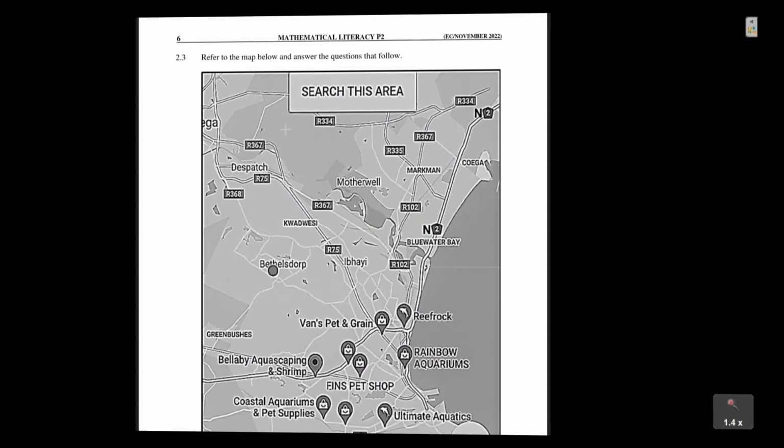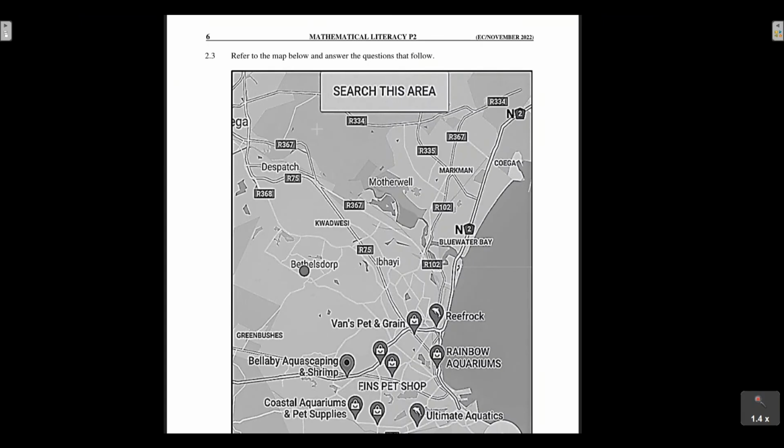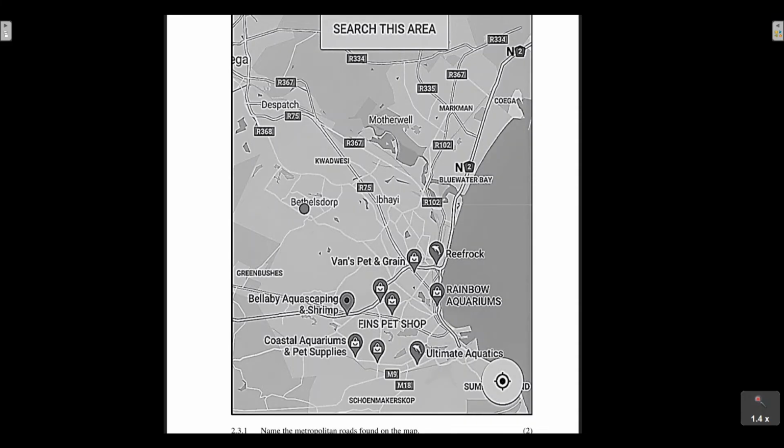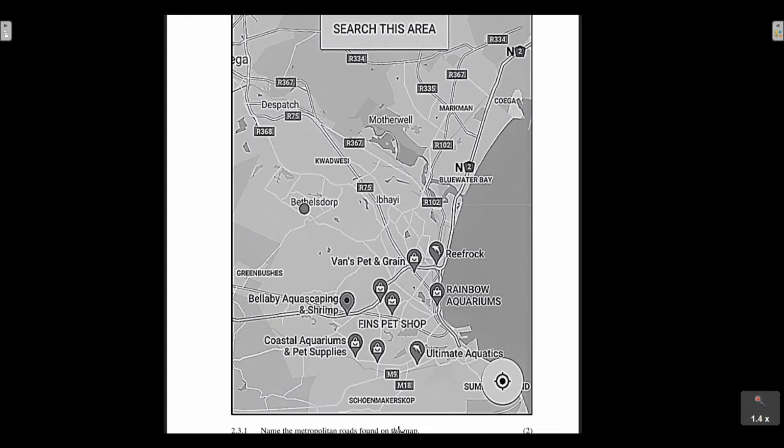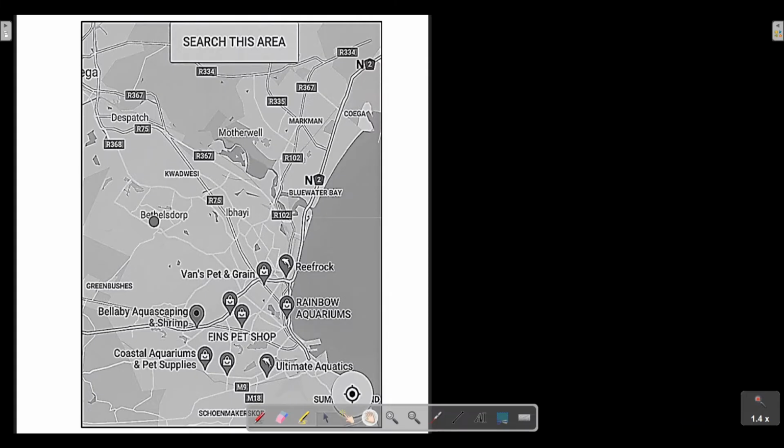Like I mentioned, we're going to be tackling question 2.3, and question 2.3 deals with map work. We are going to be interpreting this map that is given to us, analyzing it, and determining the number scale for this map. So please make sure that you watch the entire video tutorial. Question 2.3 says, refer to the map below and answer the questions that follow. So we're given this map here, and we need to answer questions based on it. Let us have a look at the questions that are given.